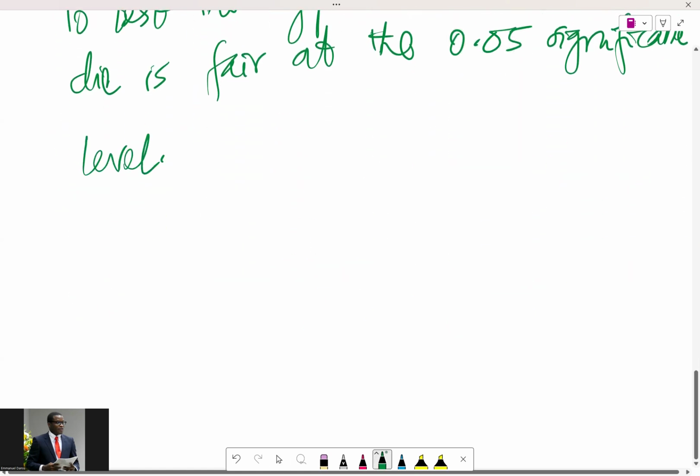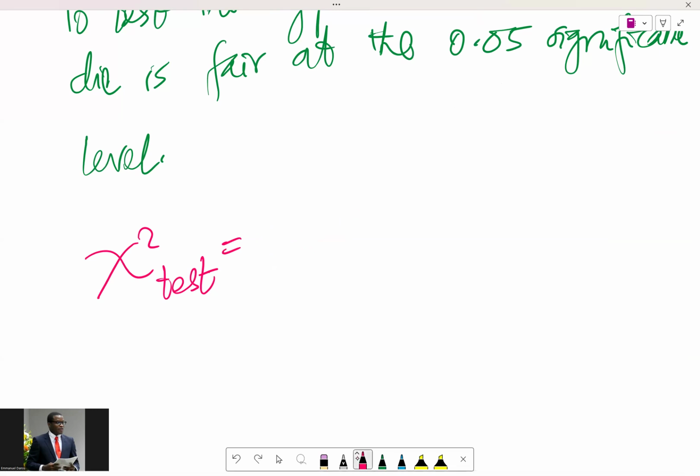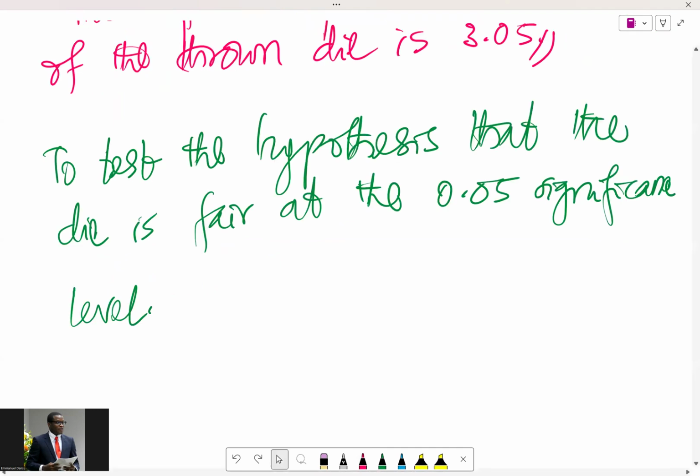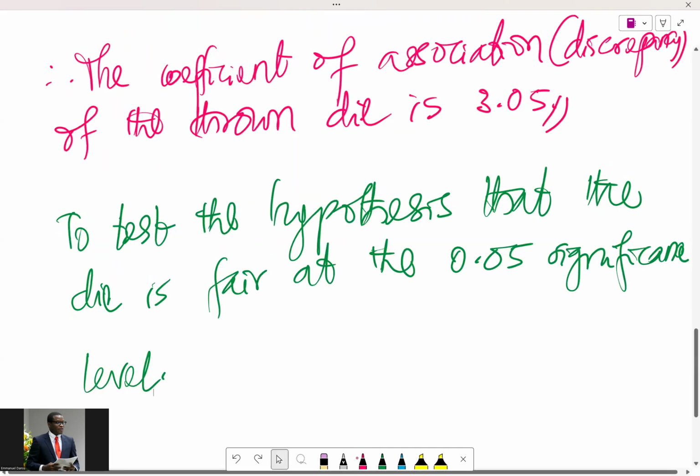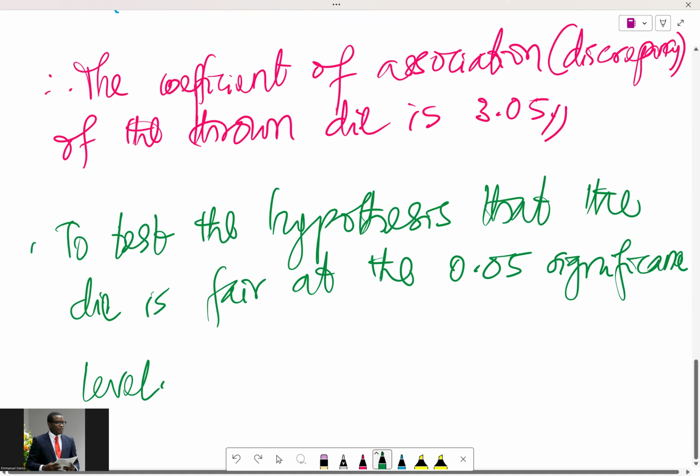Okay, of course, we already know the chi-squared test statistic. We already know that it is 3.05. So we have that. Before I even begin, let's set up the whole thing. This is about the hypothesis testing part now, part 2 of the problem.